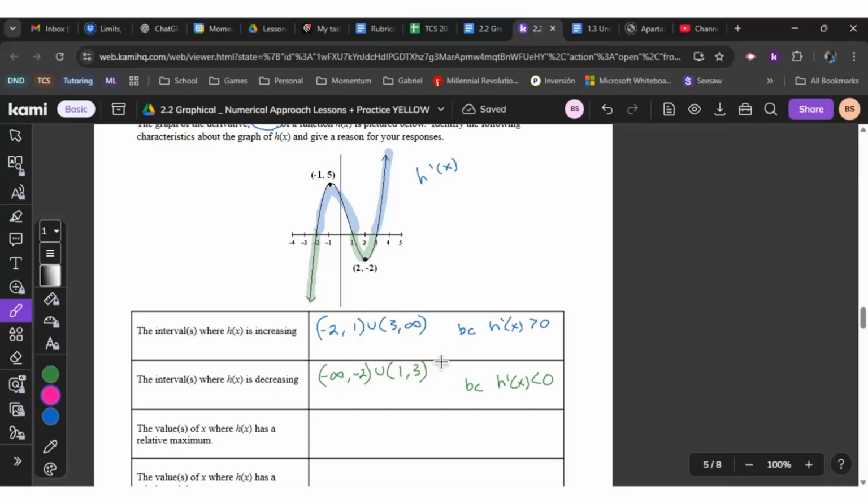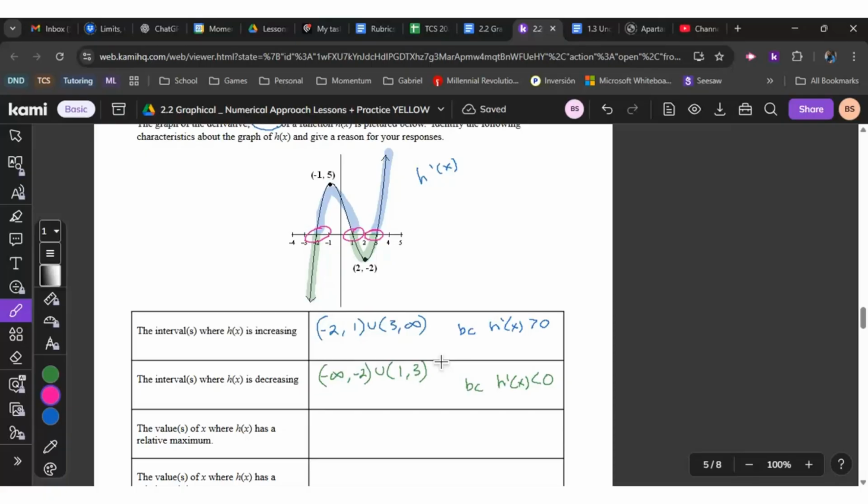The value of x where h of x has a relative maximum. So let's look at the 3 options first of all, right? Our option could be here, here, or here. How do we know which one's which, do you think?